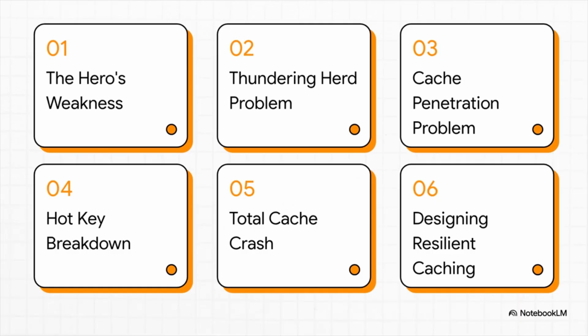Okay, here's our game plan. We'll kick things off by looking at the basic weakness of any cache. Then, we'll get into the main event: the thundering herd problem, cache penetration, the hotkey breakdown, and the dreaded total cache crash. We'll wrap it all up by talking about how to design a truly resilient caching system.